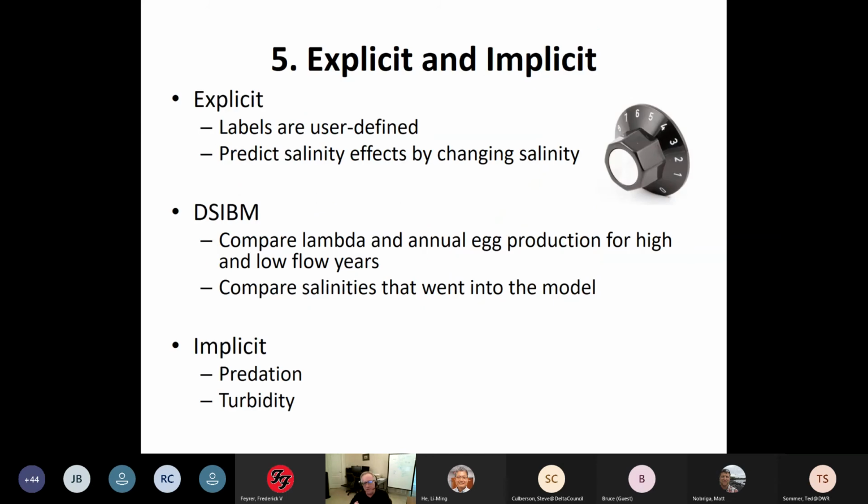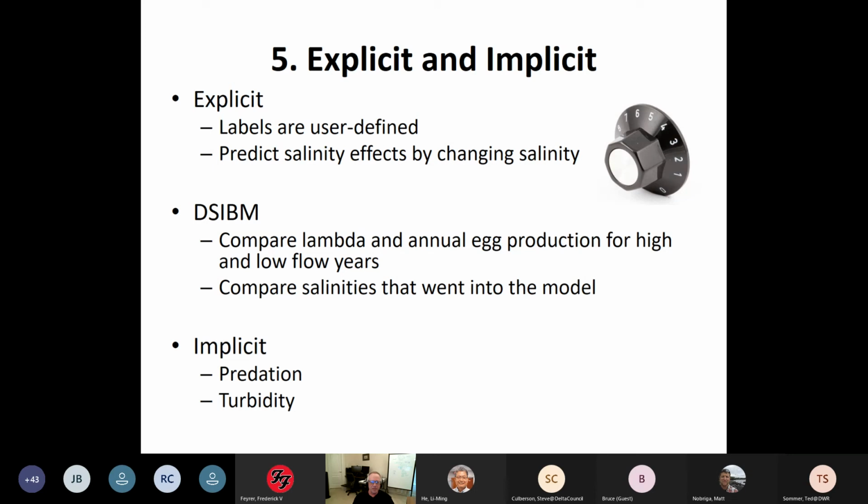Explicit, implicit. Oh, this always gets me. Don't believe any dials you see on the model. When I code it, I can label it anything I want. But just because it's labeled salinity doesn't mean it's the salinity effect you think is going to be important. So always look at what it is really changing, right? That's what's important.